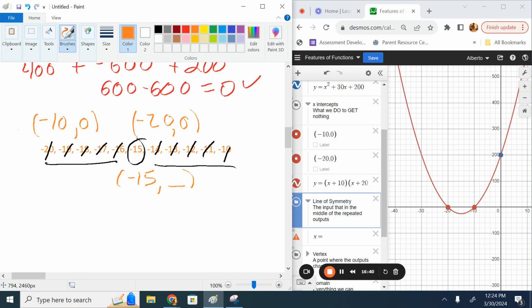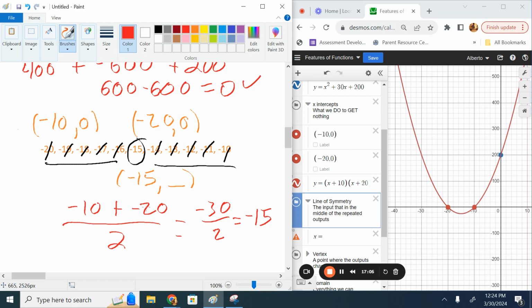Another way to find the middle of two values is to take their average. So we take our two x-intercepts, which are -10 and -20, and I add them together. To take the average, we divide by 2. We get -30 over 2, which is also -15.